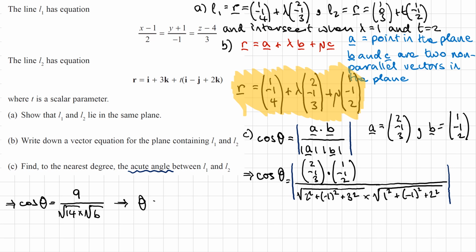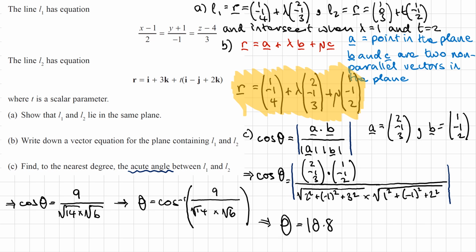So the angle is going to be the cos inverse of this 9 over root 14 times by root 6. And make sure that your calculator is in degrees, and I get an angle of 10.893 like this. So it's in degrees, it says to the nearest degree, so my final answer will be that the angle between the two is 11 degrees.